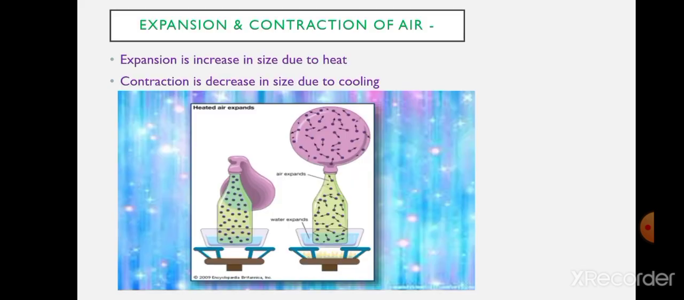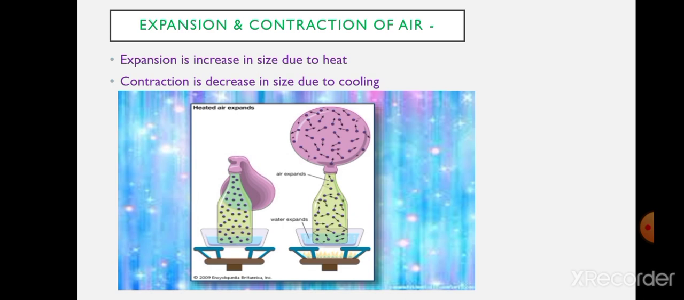Now expansion and contraction of air. What is expansion and contraction? When substances expand or increase in size, that is expansion, and it is due to warmer conditions. Due to the heat the substance expands, and it contracts or decreases in size on getting cooler. That is expansion and contraction.